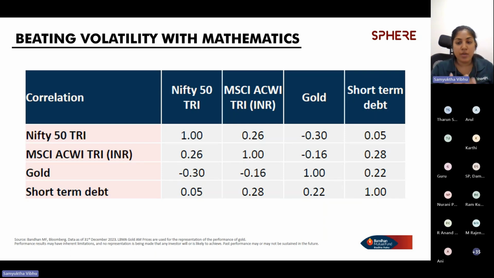that we've taken from Bandhan Mutual Fund. And you can see here that if you look at the Nifty versus the MSCI ACWI, which is basically all countries in the world, their equities. You notice that gold has a negative correlation with equities, right? It also has a slightly negative correlation with the global index. And short-term debt has a low positive correlation with pretty much all your other asset classes, right? So clearly, when we look at this correlation coefficient, you see that there is some benefit in having a little bit of everything in your portfolio.